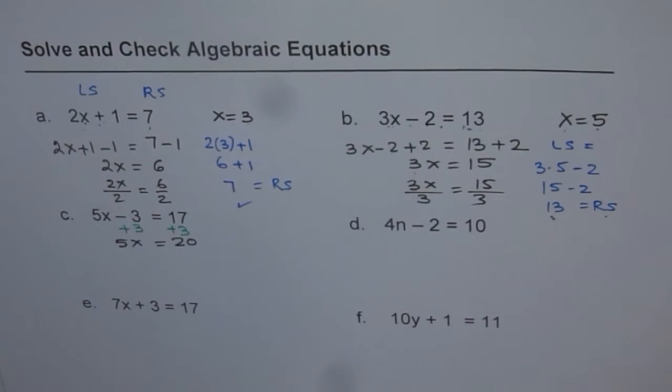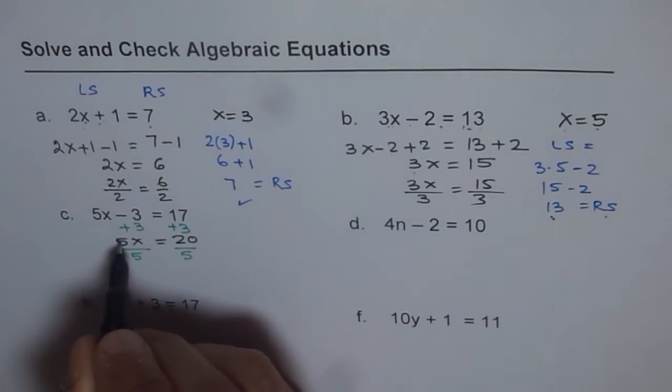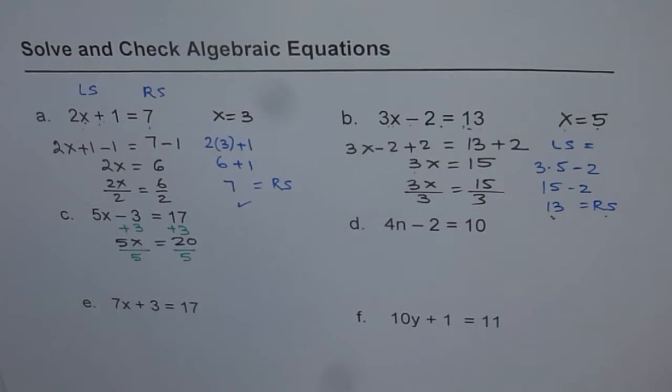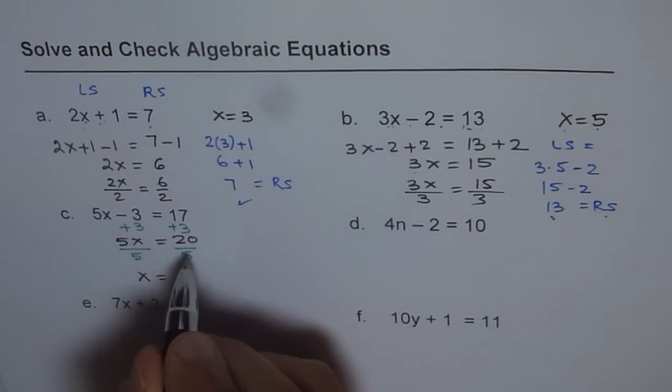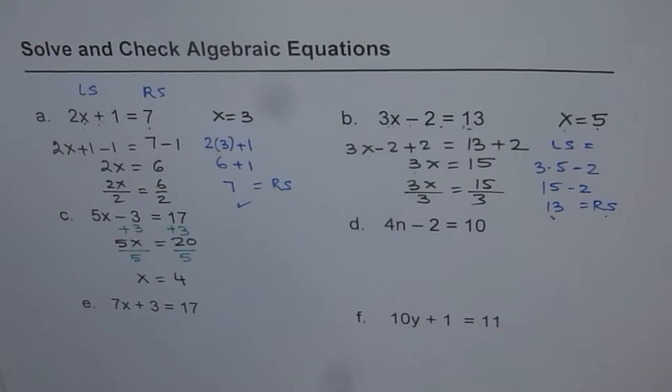Now what will I do? I'll divide by 5 on both sides, right? Since I have to get rid of this 5. And when I do that, I get x equals 20 divided by 5, which is 4. So I get x equals 4.